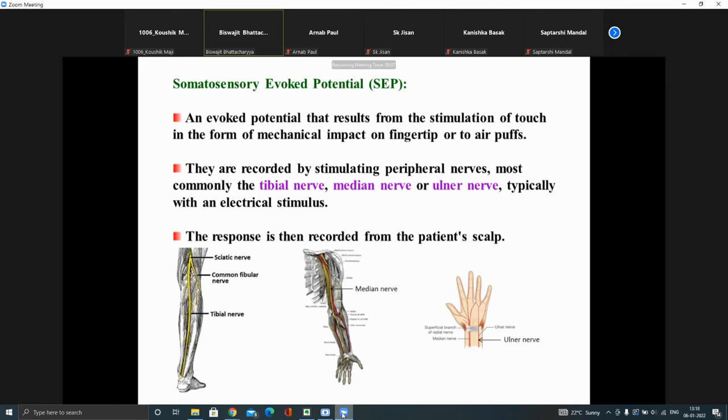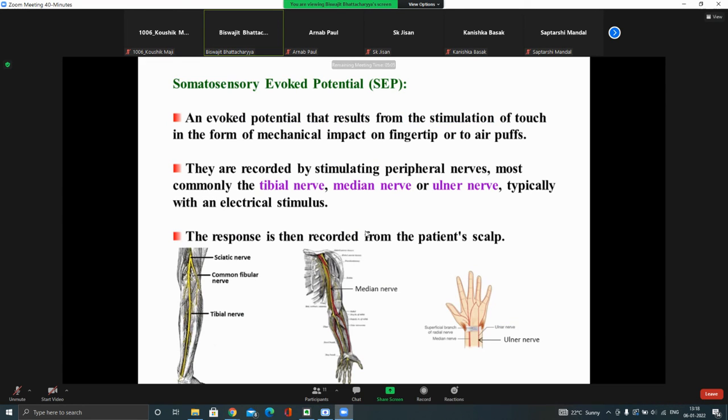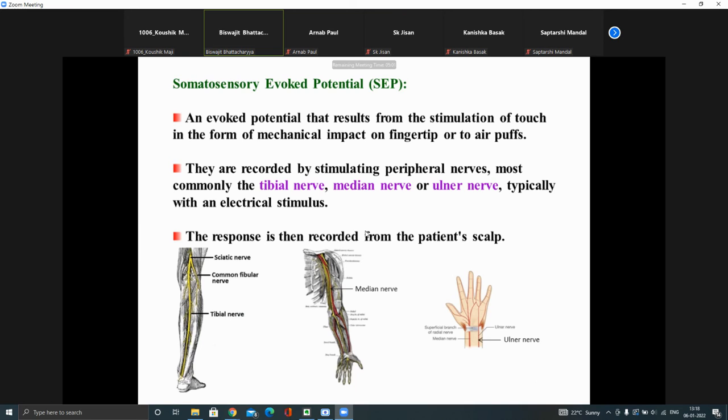Somatosensory evoked potential is a potential in reply to a touch. Actually, there are nerves running in the leg called the tibial nerve, and the sciatic nerve is also there. So different nerves are present. In our hand also, different nerves are there: median nerve, ulnar nerve, different things.